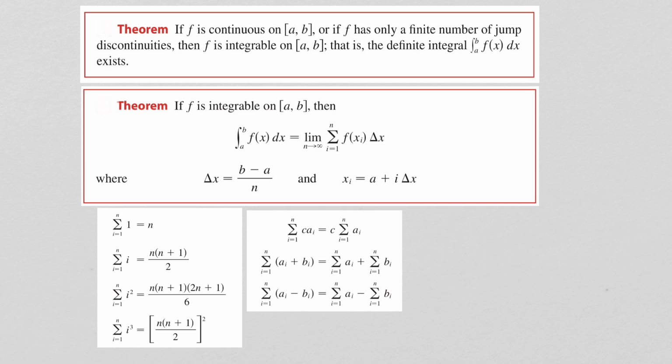The next theorem, and this one here is a really important one. It says if f is integrable on [a, b], then the integral from a to b of f of x dx is equal to the limit, as n goes to infinity, of the sum i equals 1 to n of f of x_i times delta x.